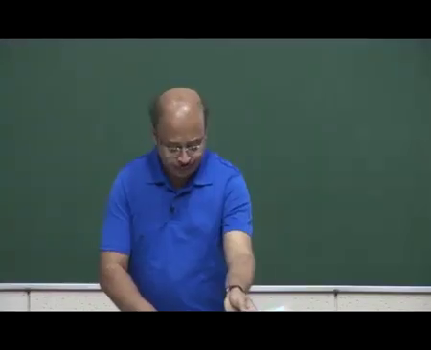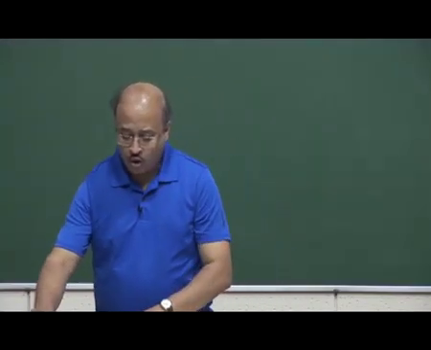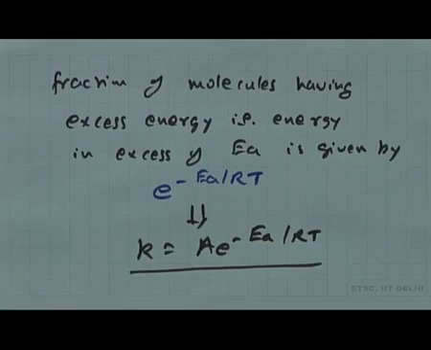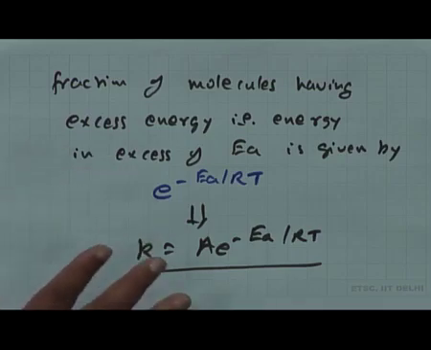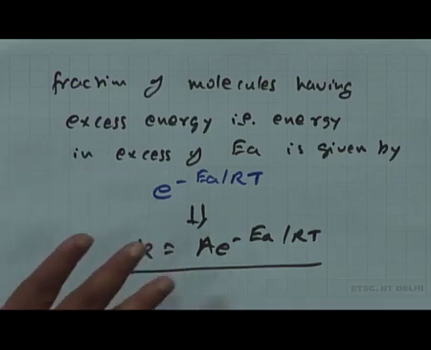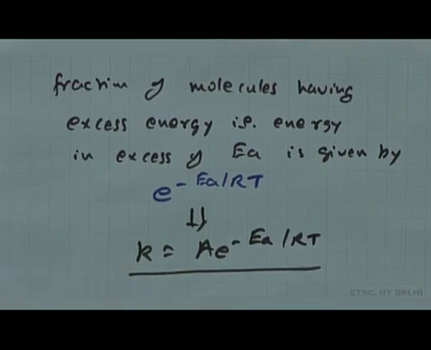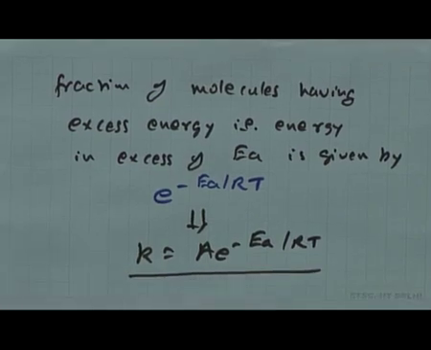So, now what I just told you was that the fraction of molecules having energy in excess, that means over and above that of EA, is given by e to the minus EA over RT, and then this relates you to the Arrhenius expression for the temperature dependence of reaction rates, which says k is equal to A e to the minus EA by RT.